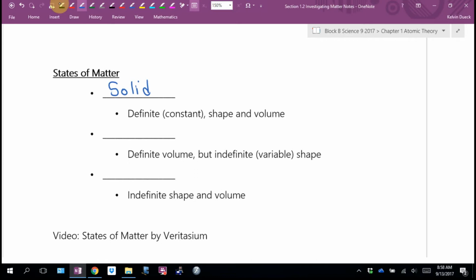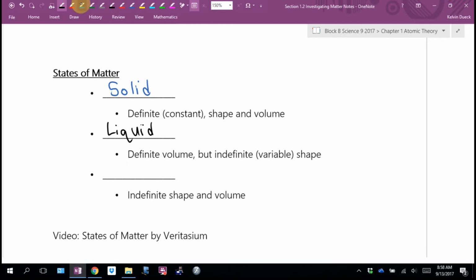What comes after a solid? A liquid. A liquid keeps a definite volume, but it will fill the bottom of a container, so it has what we call an indefinite or variable shape. It will take on the shape of the bottom of its container. But if you have 3 liters, no matter how big or small a container you put those 3 liters of liquid in, it still stays 3 liters of liquid.